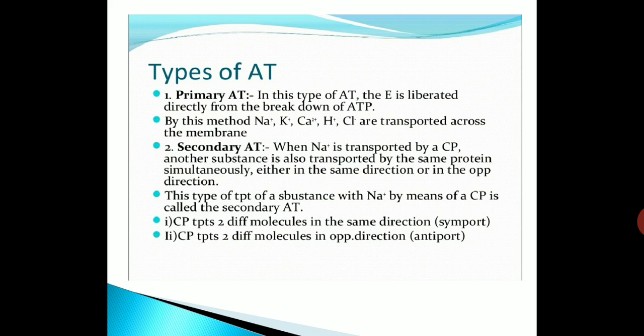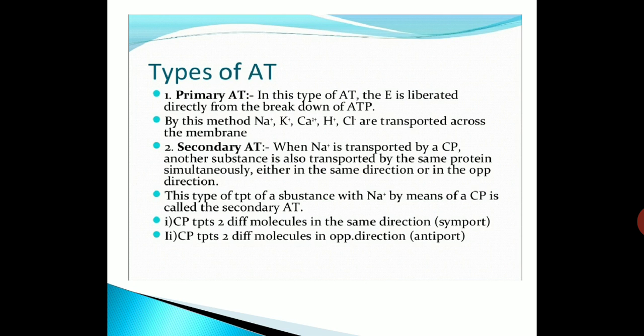Types of active transport. Primary active transport. In this type of active transport, energy is liberated directly from the breakdown of ATP. By this method, sodium ions, potassium ions, calcium ions, hydrogen ions and chloride ions are transported across the membrane.